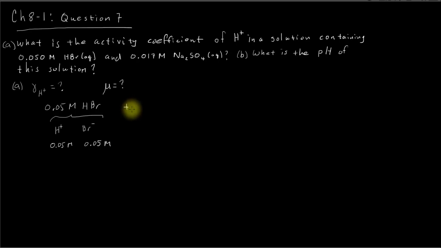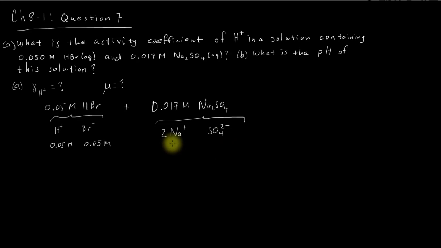And then the other thing that we have in our solution is this sodium sulfate, 0.017 molar sodium sulfate, Na2SO4. We know that sodium sulfate is an ionic compound. It's a strong electrolyte. All sodium salts are soluble, so it's going to dissolve in water and break up to give you sodium. There are going to be two of those by the stoichiometry, so two sodium pluses and one sulfate, SO4 2 minus. So what are the molarities of these going to be? The sodium is going to be 2 times 0.017 molar, and then the sulfate, since it's just 1-to-1, is going to be 0.017 molar.